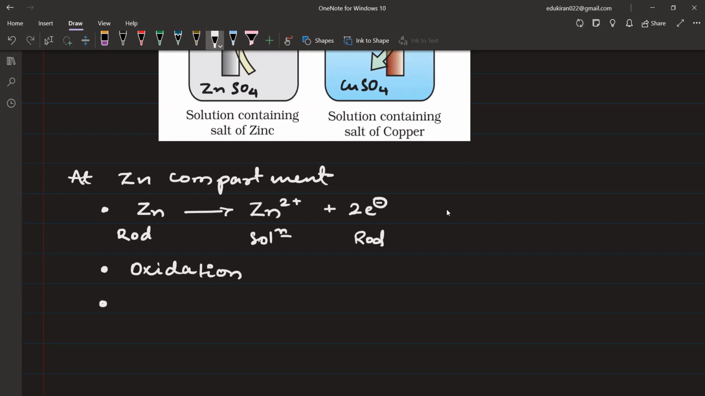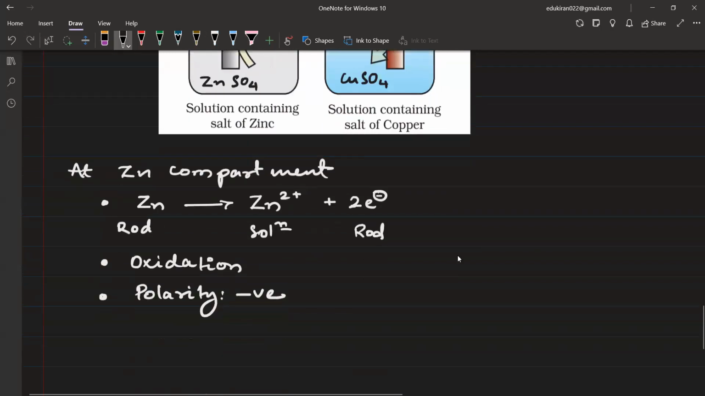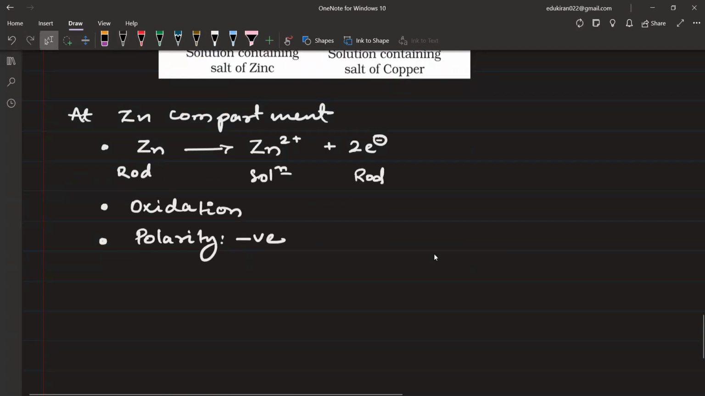And the second point is that if the electron is in the rod, its polarity will be negative, right? Because in the rod we have electrons, and electrons make its polarity negative. That is why you can see here a small negative charge. This is talking about the polarity of the rod. Got it? Now, since we are having oxidation here, this part of the compartment will be known as the anode. Wherever you have oxidation, that is going to be your anode.